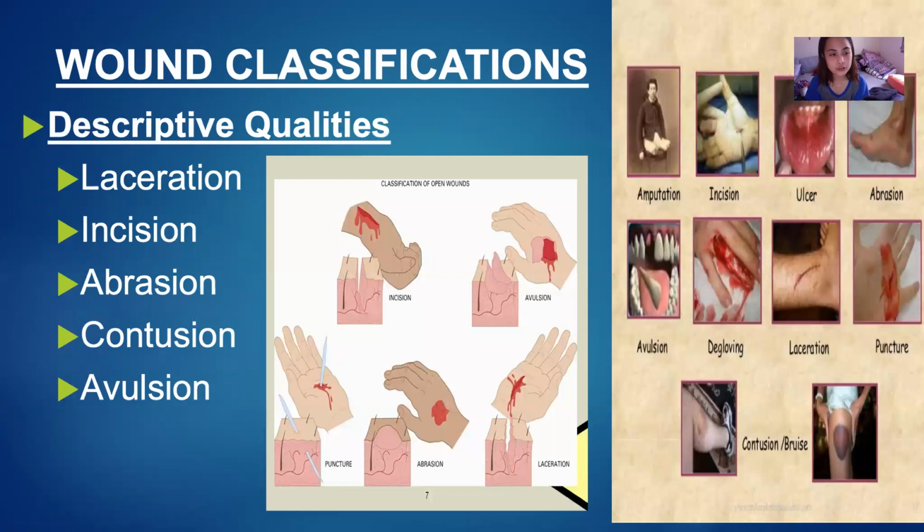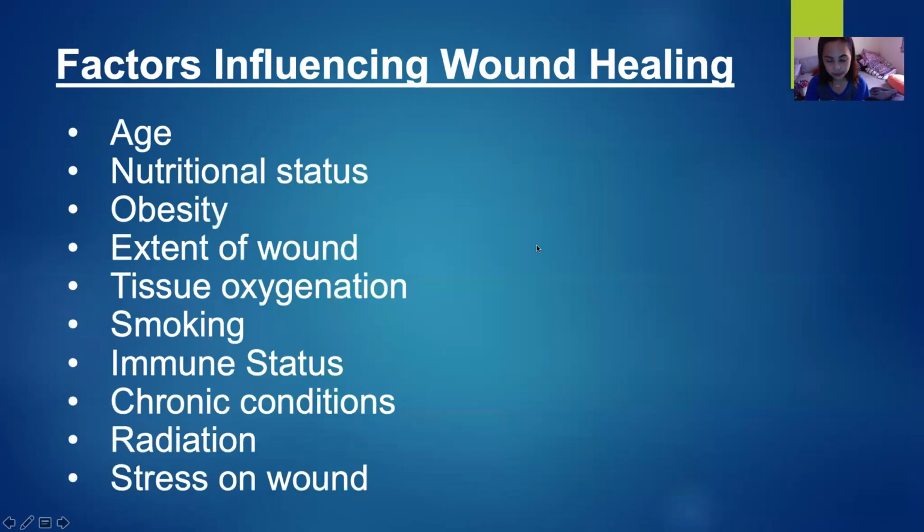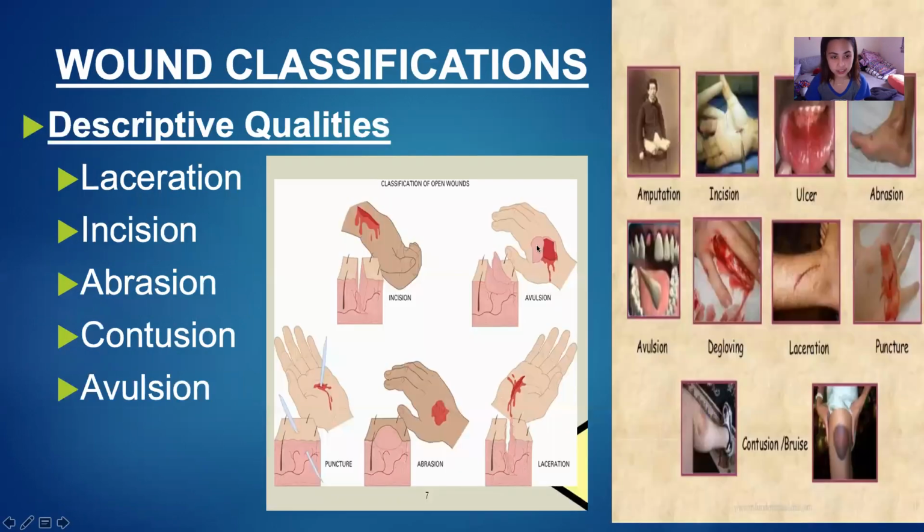We can classify wound also regarding descriptive qualities. We have laceration, we have incision, we have abrasion, we have contusion, and we have avulsion. So, ayan yung mga pictures ng mga classifications natin or depends on the description. So, we have the incision, we have the avulsion, we have the puncture, we have the abrasion, and we have the laceration.